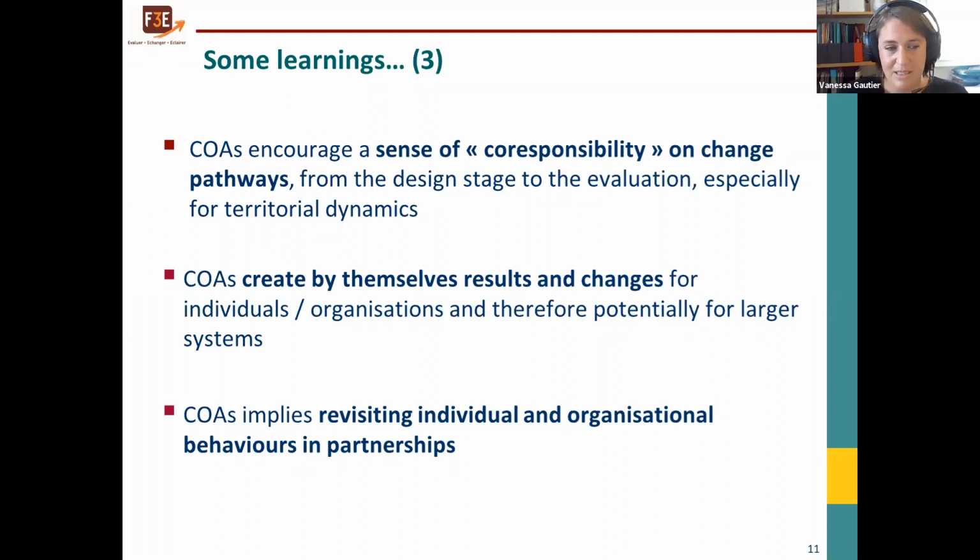And the last bit is that when you use change-oriented approaches, you also need to revisit, question a little bit your individual and organizational behavior. For example, in partnerships, and have a sense of humility on this. And it means that sometimes your legitimacy might be questioned, and you need to be fine with that.